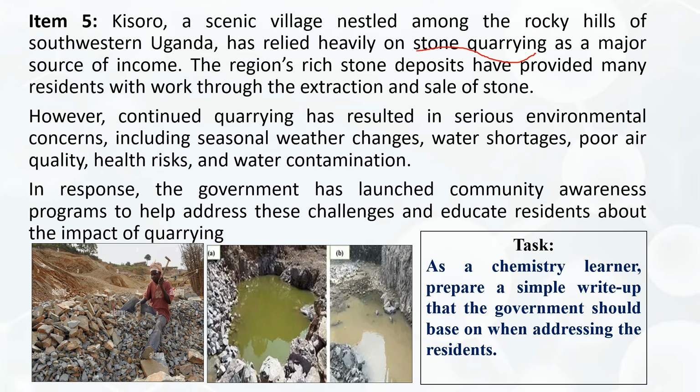So you can see in the support material we have a lady who is hitting the stones. In the next picture we can see here water, we can see stone they have hit, but our water here is not very clean. Even the same case with here, you can see the water is not very clean. Now the task. As a chemistry learner, prepare a simple write-up that the government should base on when addressing the residents.